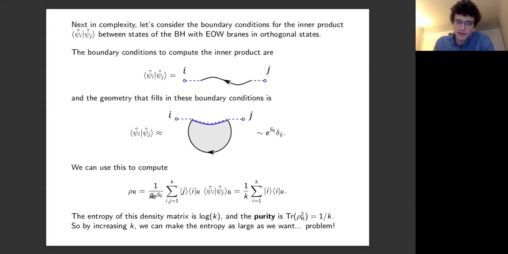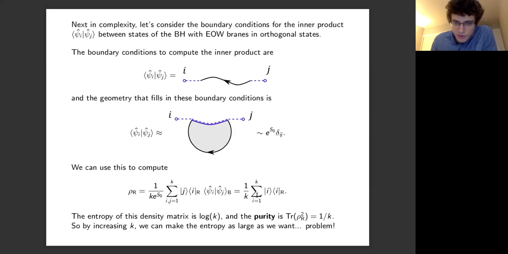I've put this factor of e to the s naught here. So we could absorb the e to the s naught into this factor and turn these psi hats into normalized states psi. But it's going to be easier to work with the unnormalized states because the boundary conditions for those are just more natural in gravity. Okay, so our goal was to compute the entropy of the R system.